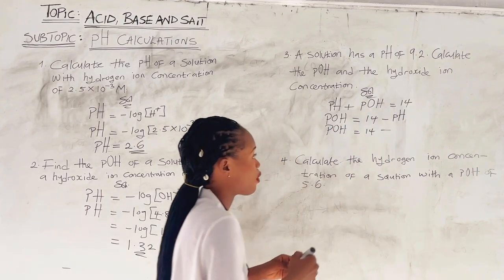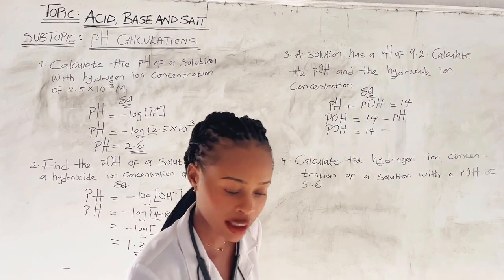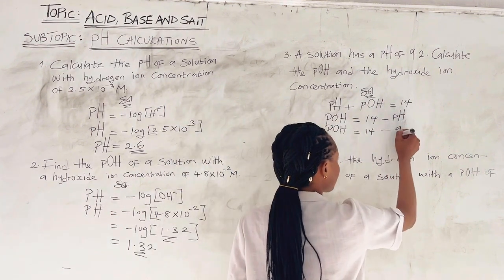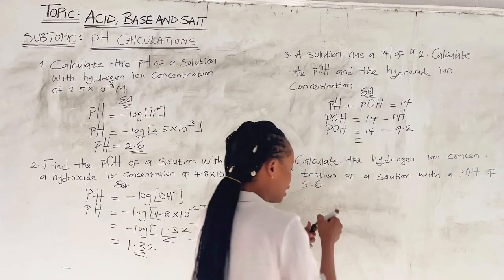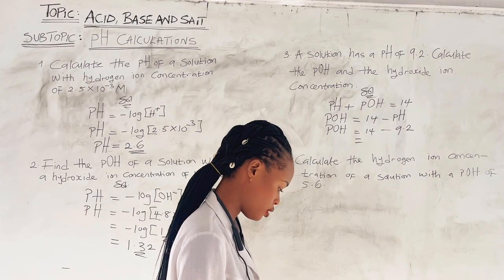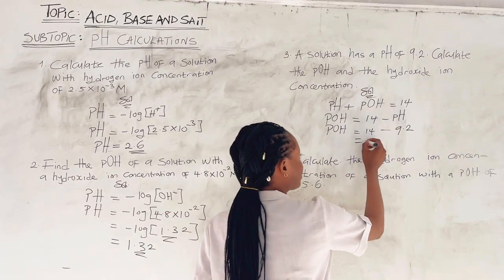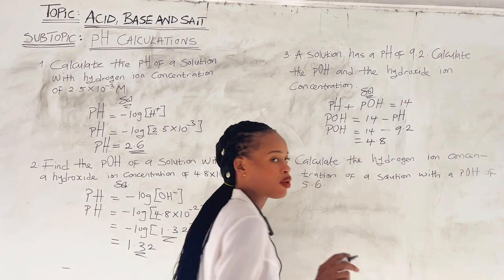So pOH will be equal to 14 minus the value of our pH. We're told that the value of our pH is 9.2. So let's put our 9.2. 14 minus 9.2 will give us 4.8. So our answer is 4.8. But this is not all.